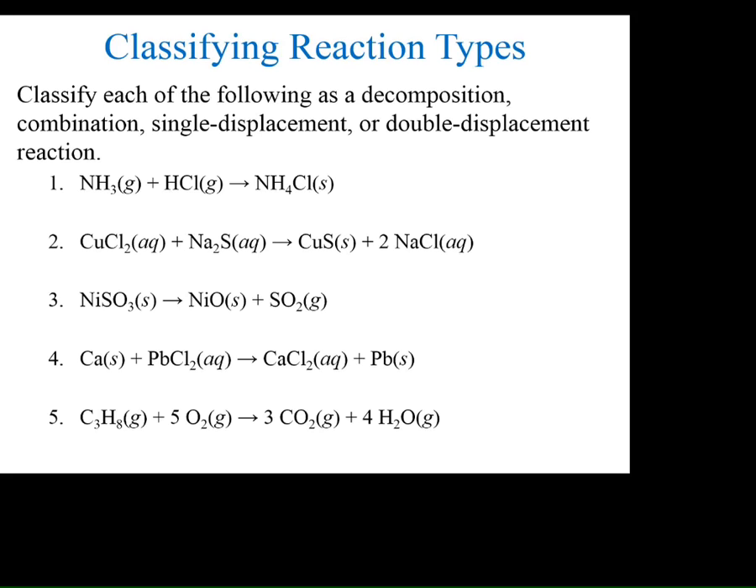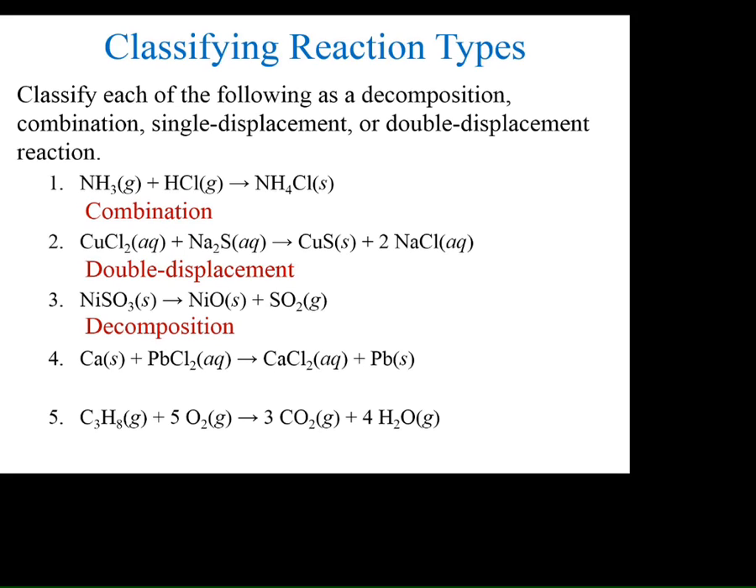Combo. I see two things on the left becoming one thing on the right. So that is combination, right? How about the next one? I have two things that moved, right? You see that? Chlorine went over here where the sulfur was, and sulfur went over here where the chlorine was. See how two things moved? So that is double replacement. I should mention, by the way, sometimes you see it called double or single displacement, too. You hear both terms. Double displacement, double replacement, singles. The next one, one thing breaks apart into two things. So that is decomposition.